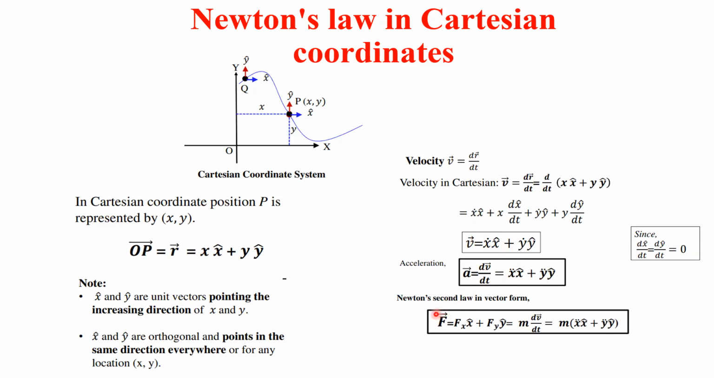Therefore, Newton's second law in vector form can be written as: any force vector F equals Fx x cap plus Fy y cap, that's equal to mass times the acceleration, and acceleration is the velocity derivative, so m into x double dot x cap plus y double dot y cap. So this is the force equation we have derived in the Cartesian framework.